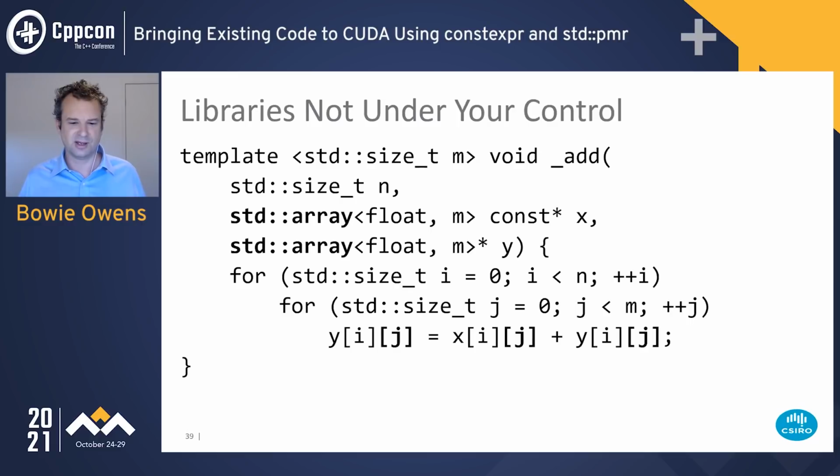If we try to annotate our add function as host and device, it's going to fail because we're calling host-only functions, the member functions of standard array. And generally speaking, you may not be able to alter the definitions of the libraries that you're already using to add host and device.